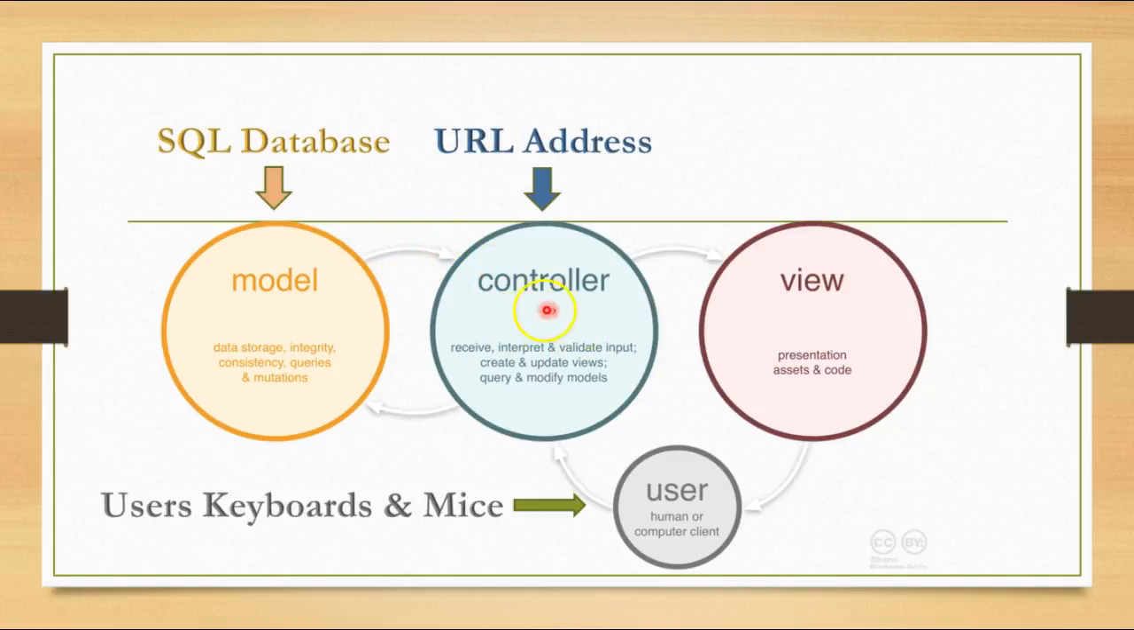The controller may modify the model, it may not, it depends on what the controller is trying to do, and then sends the model to the view via HTML and other files to the browser, which then renders the screen back to the user. So the flow goes from the user to the controller, to the model, back to the controller, back to the view, and renders the results to the user.